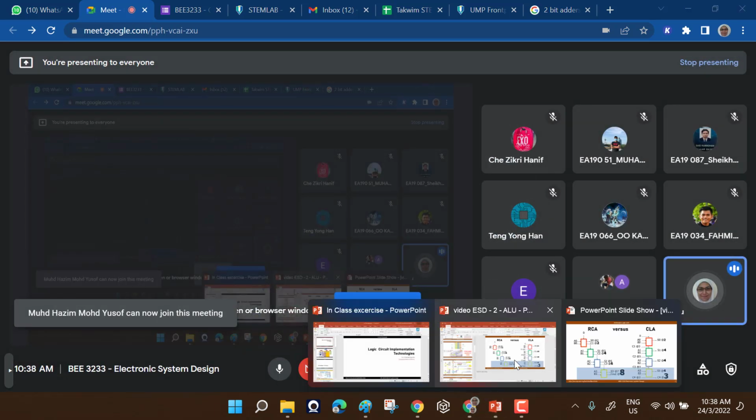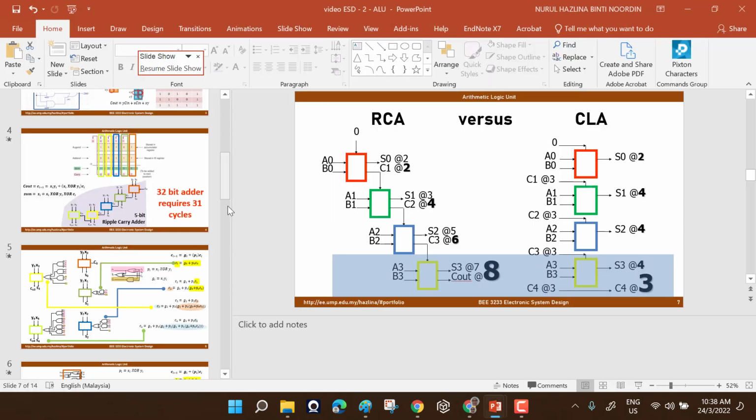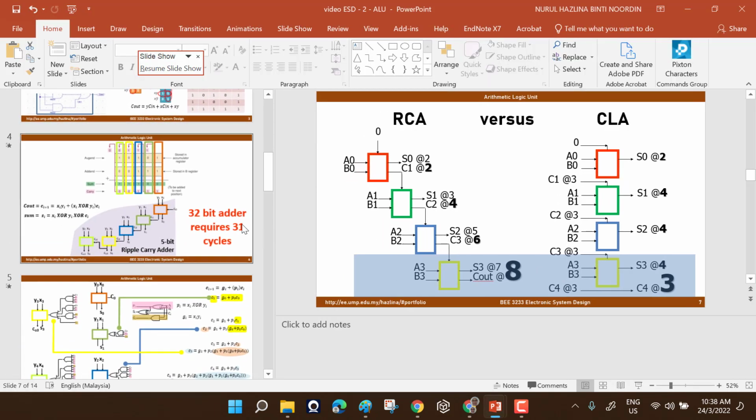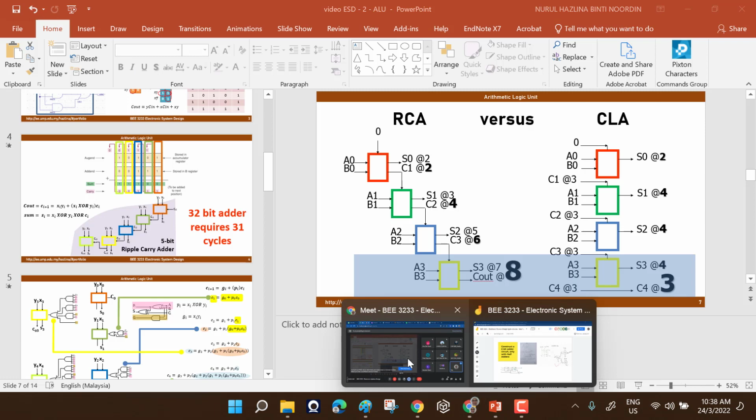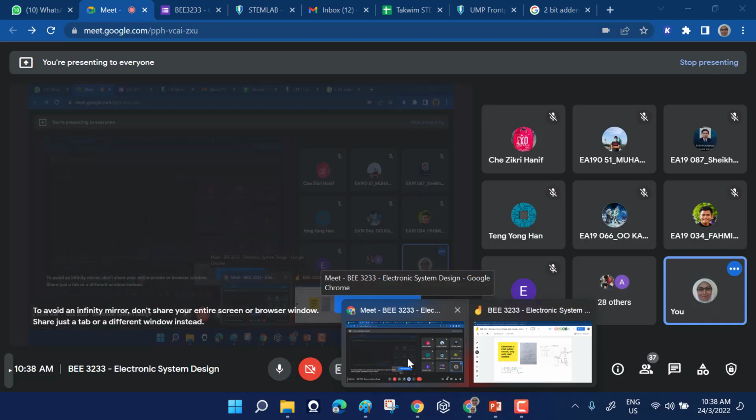Okay, so kalau tengok dekat sini, saya buka 3 slide serentak kat sini kan. Okay. This is Ripple Carry Adder versus Carry Look Ahead Adder. Both adders would require full adders. Okay, statement ni semua orang setuju kan? Semua orang dapat kan? Ke tak faham?